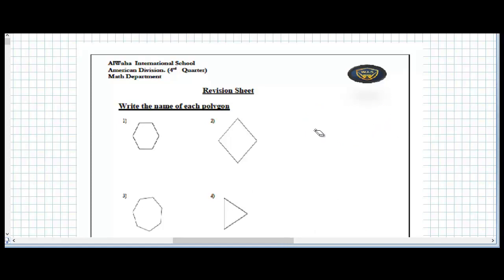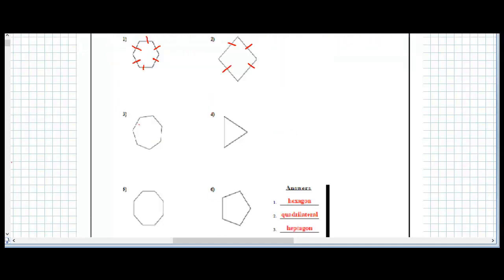Okay, how do we name a polygon? We name it by counting how many sides it has. So let's count here. Write the name of each polygon. Here we will count how many sides we have. 1, 2, 3, 4, 5, 6 sides. So it's a hexagon. Question 2, we have 1, 2, 3, 4 sides. We said 4 sides, it's a quadrilateral.